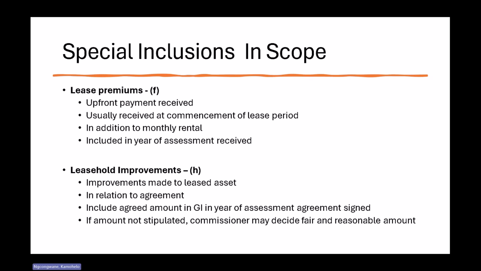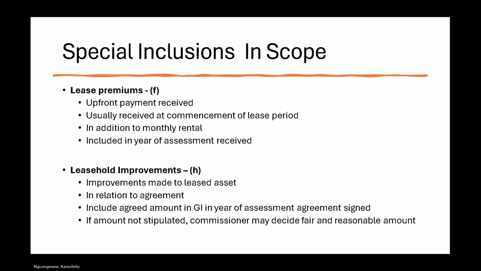It has to be part of the lease. If it's not included in the lease, it's not part of leasehold improvements, and there is no inclusion in your gross income as part of this subsection. The value has to be either specified, and if it's not specified, the commissioner will determine a fair value, and that's what gets included. And only the amount that's specified gets included in gross income.